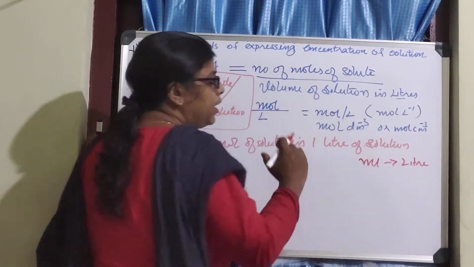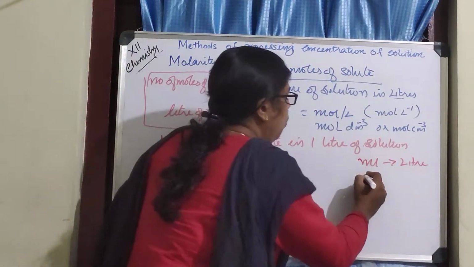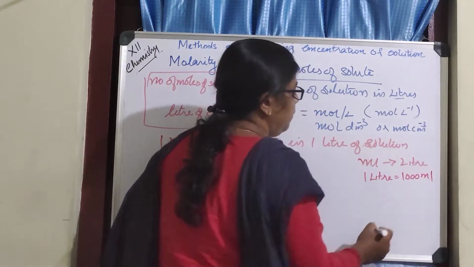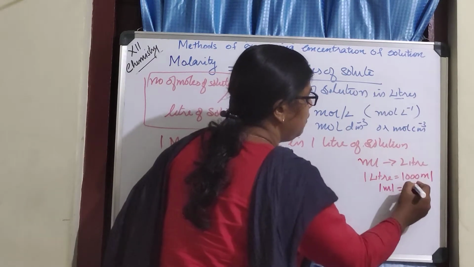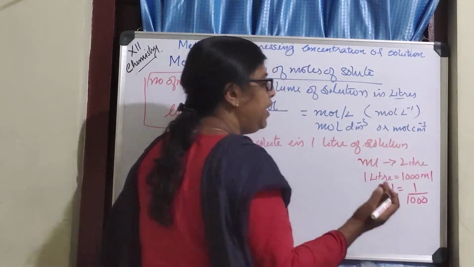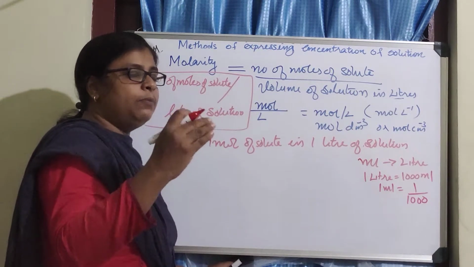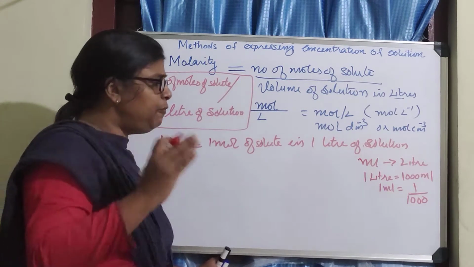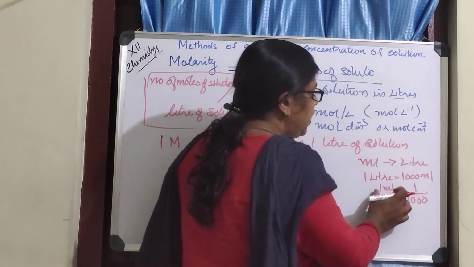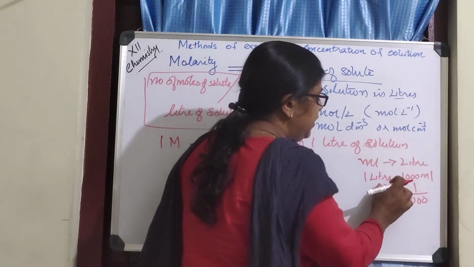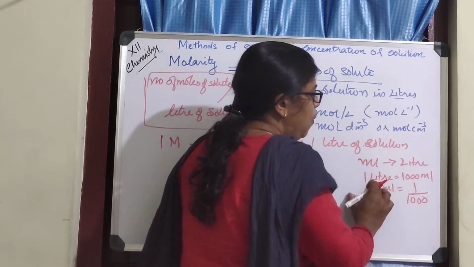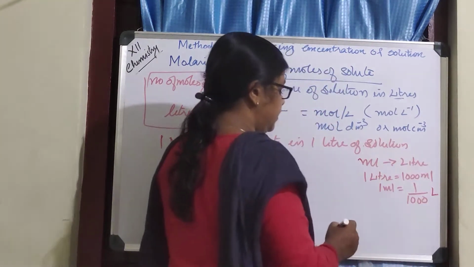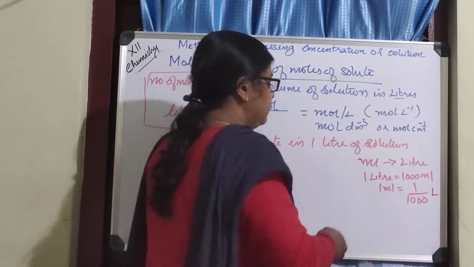So for that we should know the relation. 1 liter is equal to how many ml? 1000 ml. Therefore, 1 ml we can convert as 1 by 1000, as we did in kilogram to gram. We converted gram into kilogram in the last video. In the same way, for converting liter into ml or ml into liter, we have to use the relation: 1 liter is equal to 1000 ml. Therefore, 1 ml is equal to 1 by 1000 liters.